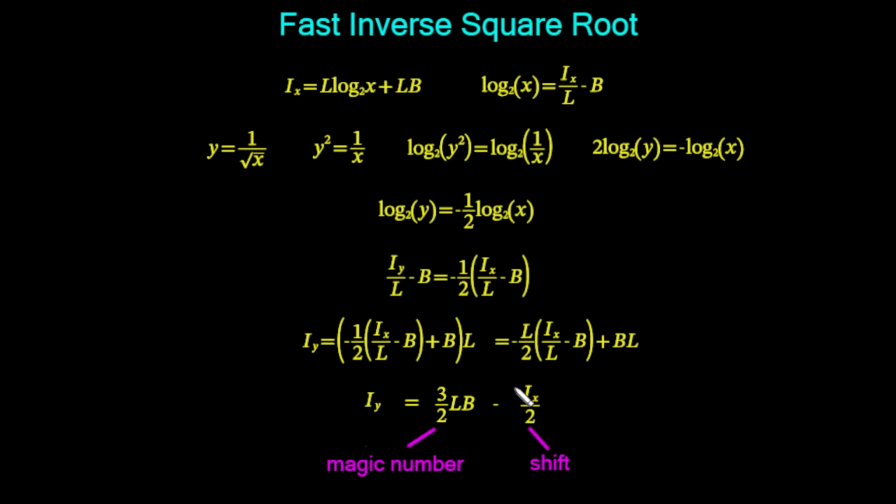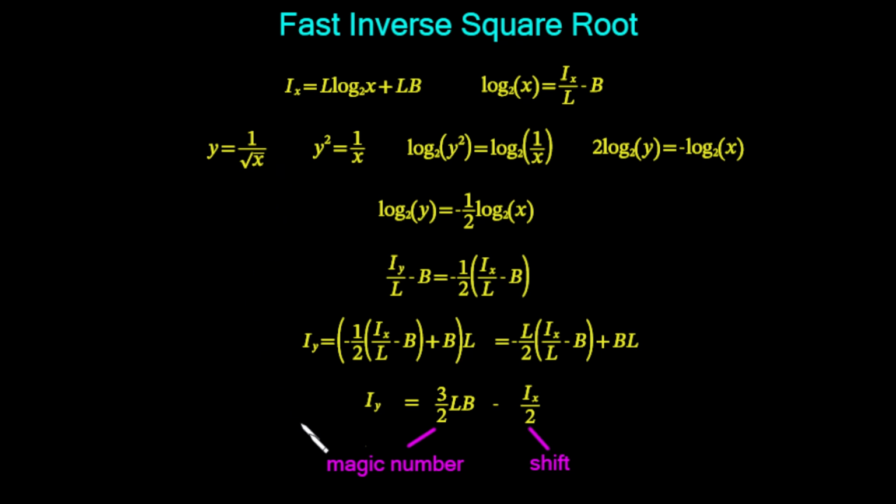But we can generate the ix upon 2 very simply, digitally, by shifting. We simply shift to the right. And when we shift to the right, it's a division by 2. So we've got a shift and we've got a subtraction from a number. So it's a really, really fantastic and easy way of generating an approximation to the 1 upon the square root of x.